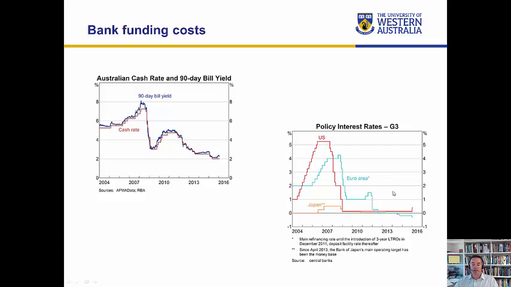What we've got over here on the bottom right-hand side are the policy interest rates for the US, the Euro area, and Japan. What you can see is that these policy interest rates really did come down in 2008, 2009 as the GFC hit. But there's not a high degree of correlation between these policy interest rates, because the level of these interest rates is at the discretion of the central banks of each of these countries.